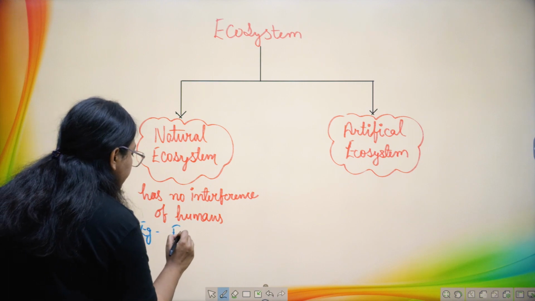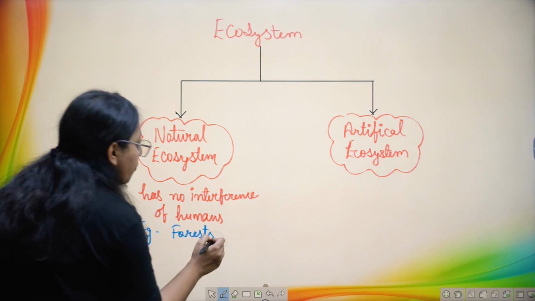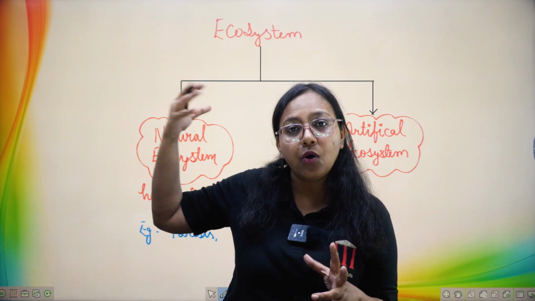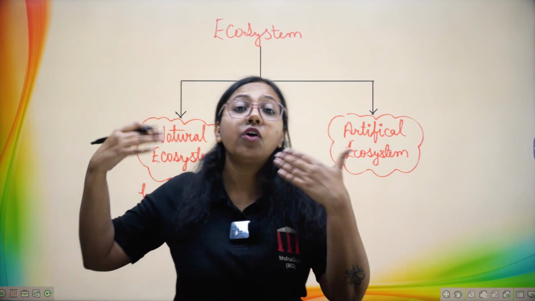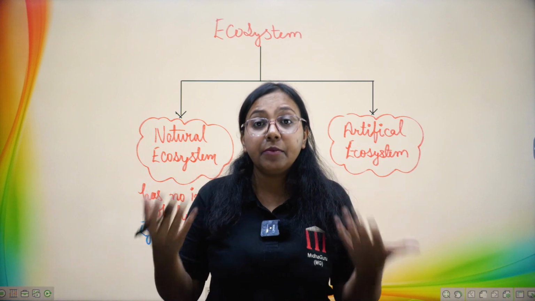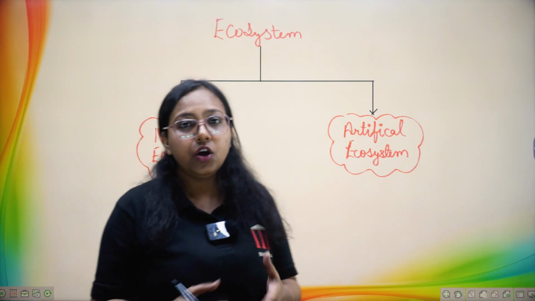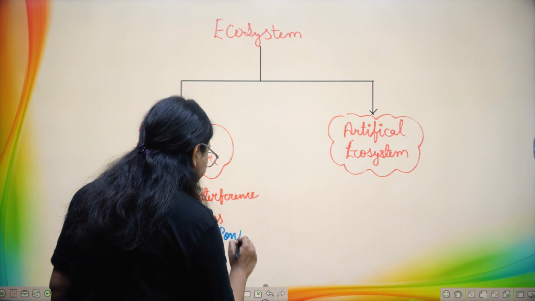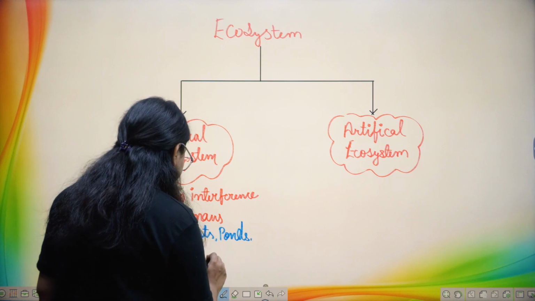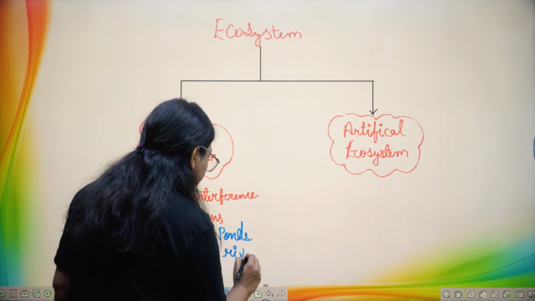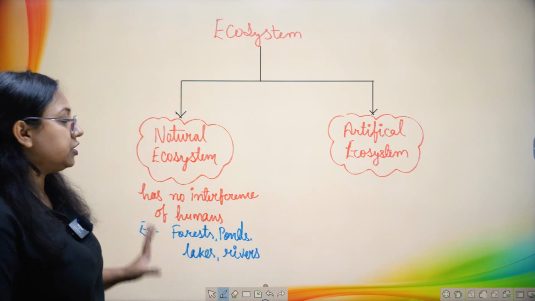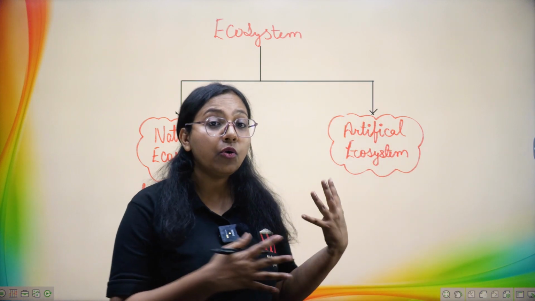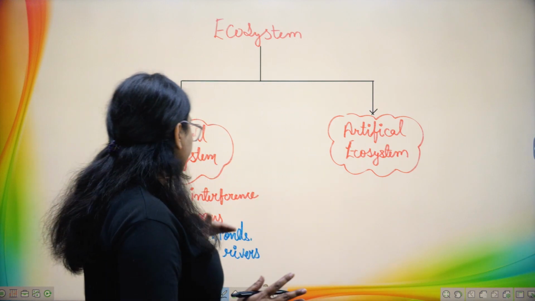For example, forest. Do you know which person has made the forest? No, you can't, right? Because this forest was already made before our birth. Nobody knows who has made the natural ponds, lakes, rivers. These are natural ecosystems, because here no human interference is there. Nobody has made it, nobody will get the credit for it.